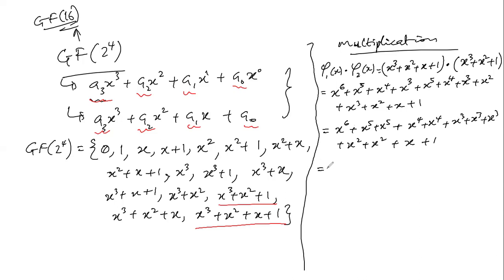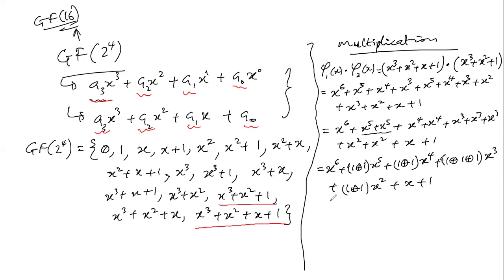Now we can also represent this as x to the power of 6 plus. This is modulo 2 addition, so we say 1 plus 1 times x to the power of 5, then plus 1 plus 1 times x to the power of 4, then plus 1 plus 1 plus 1 times x cubed, then plus 1 plus 1 times x squared, plus x plus 1. Now we know this is going to reduce to 0, this will reduce to 0, this will reduce to 0, and this will reduce to 0. Now 1 plus 1 is 0 plus 1, this is going to reduce to 1, right?